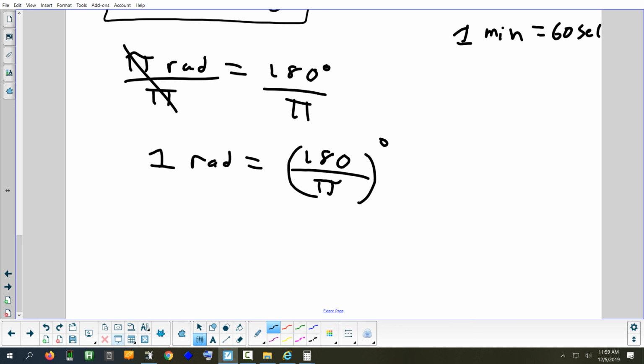Now, what if you wanted a formula for 2 radians? You said, all right, I want to know 2 radians equals. What could you do to each side of this equation?